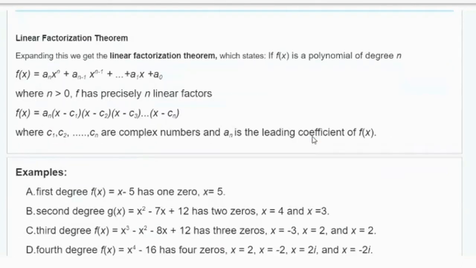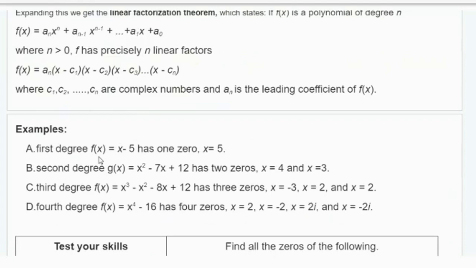All right, guys. So then it goes into a lot of mathy stuff that says, expanding this, we get the linear factorization theorem that says if f of x is a polynomial of degree n, where n is the largest term, and then it's smaller and smaller. So if n is 4, it's the x to the 4th with whatever coefficient of the 4th is, plus x to the 3rd, plus x squared, plus x, plus the constant. And it'll have exactly n factors. So if it's a 4th degree, there'll be 4 factors, where these are complex numbers, and this is our coefficient.